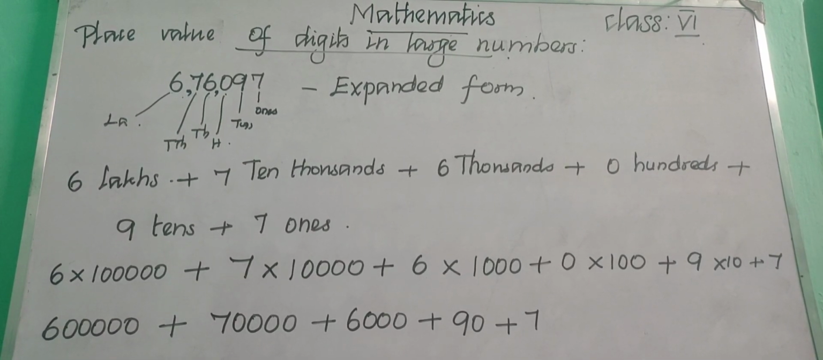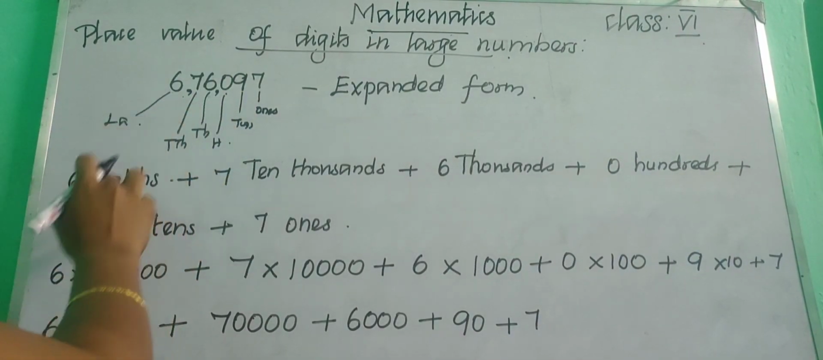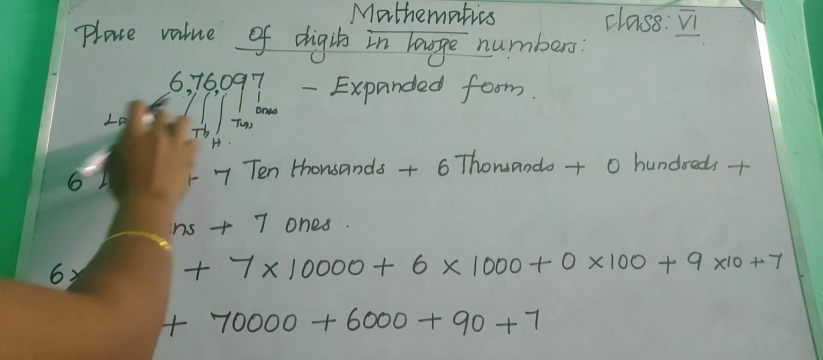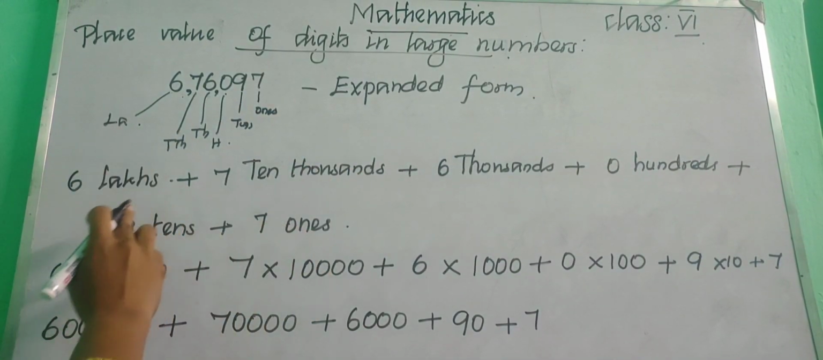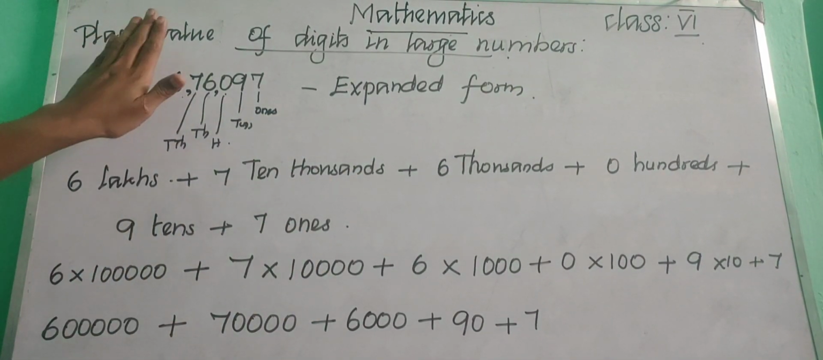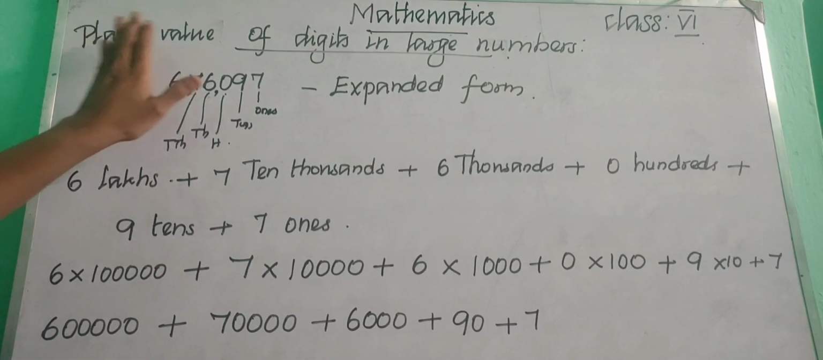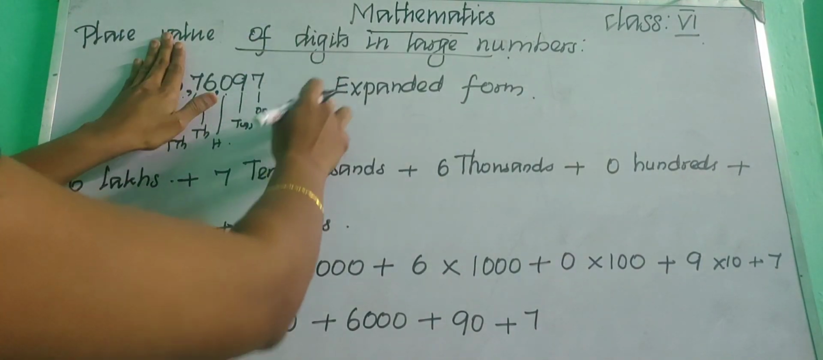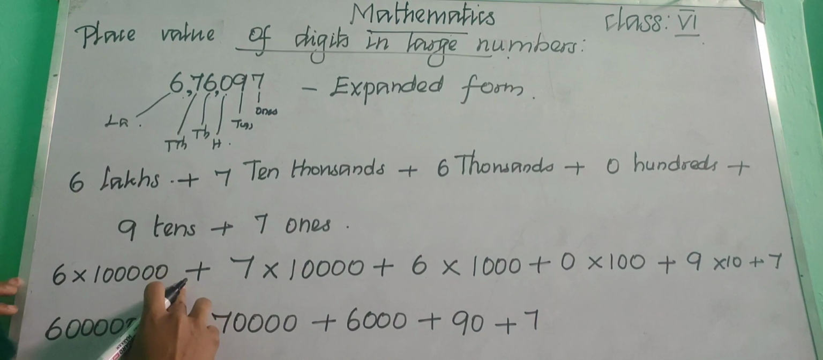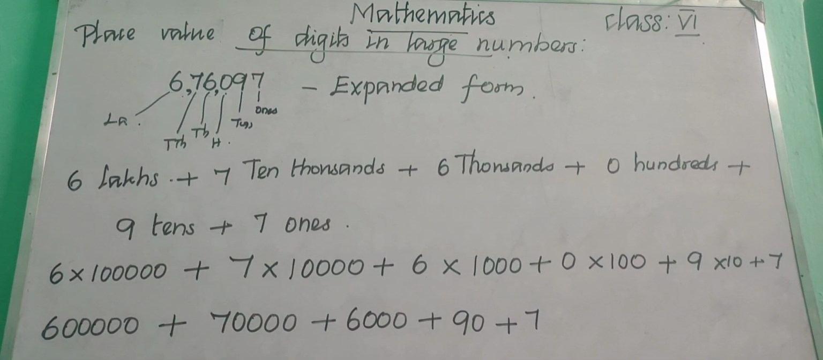Okay children, is it clear? Very easy, right? First of all, we are going to insert the commas, and after that we are going to write the place values like this, and after that we are going to simply put the 6 here, hide the digits, count the digits and write the zeros. Okay children, so very easy. This is the expanded form.